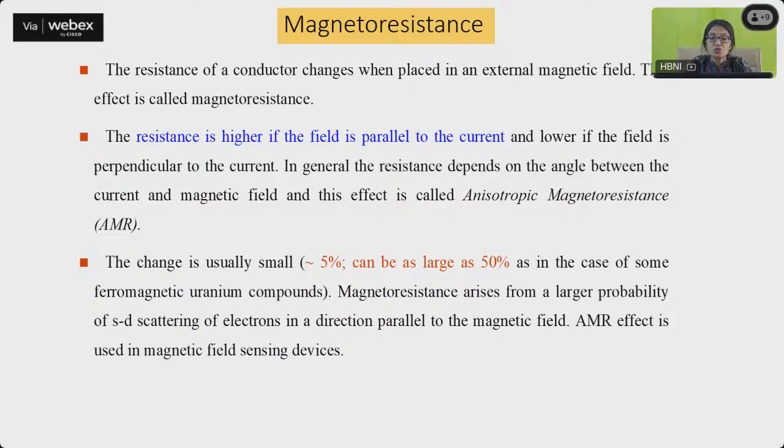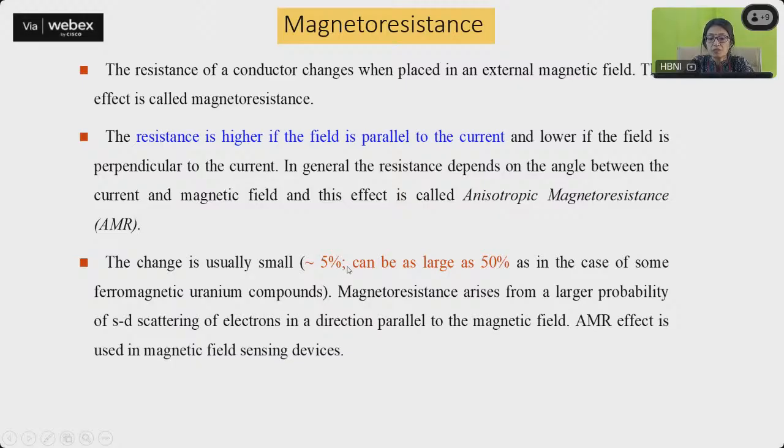So obviously this is known as magnetoresistance. The resistance is going to be higher if the field is parallel to the current and lower if the field is perpendicular to the current. In general, the resistance depends on the angle between the current and the magnetic field, and this is called anisotropic magnetoresistance, or AMR. And this change is usually small, 5%.